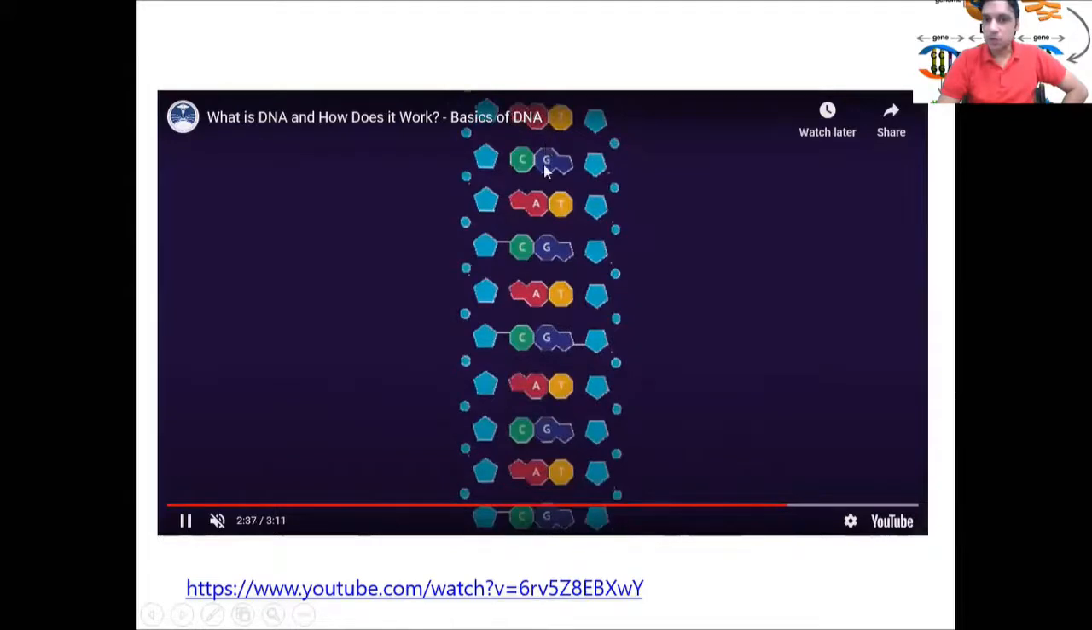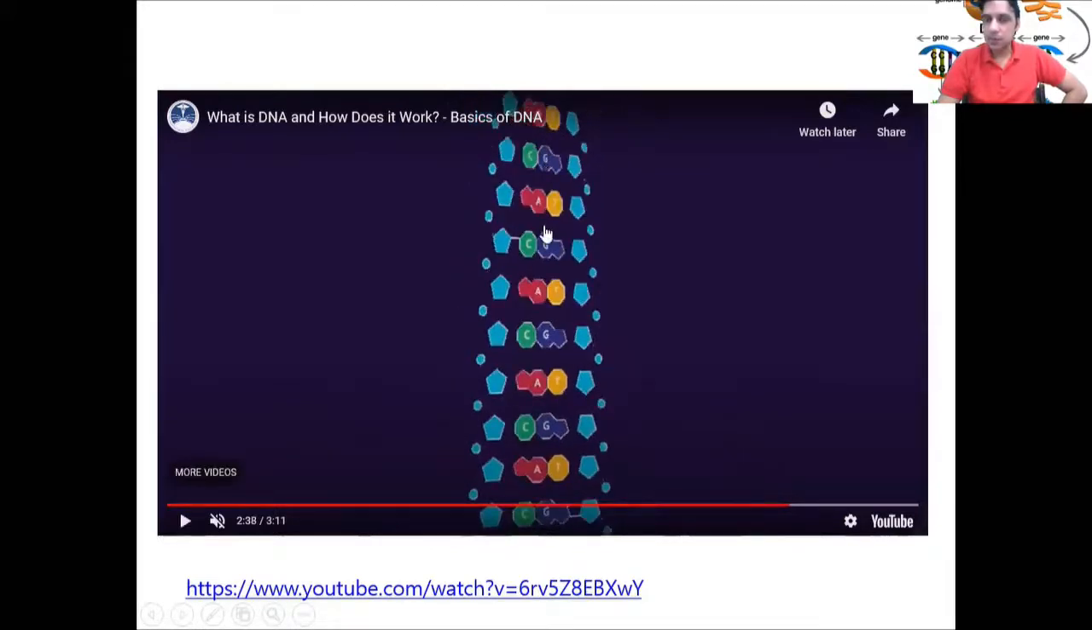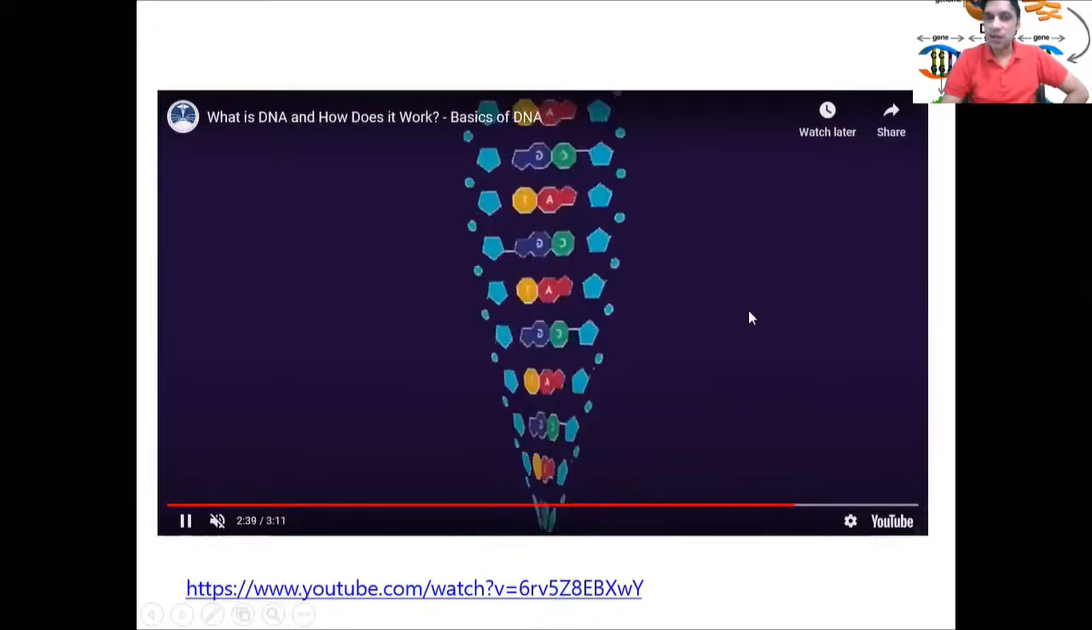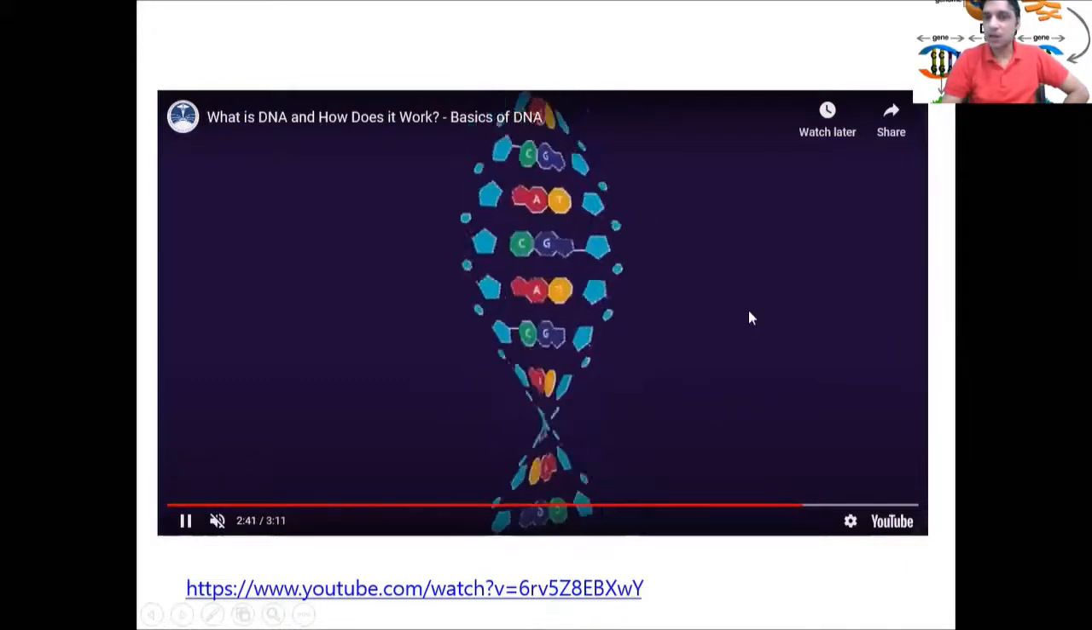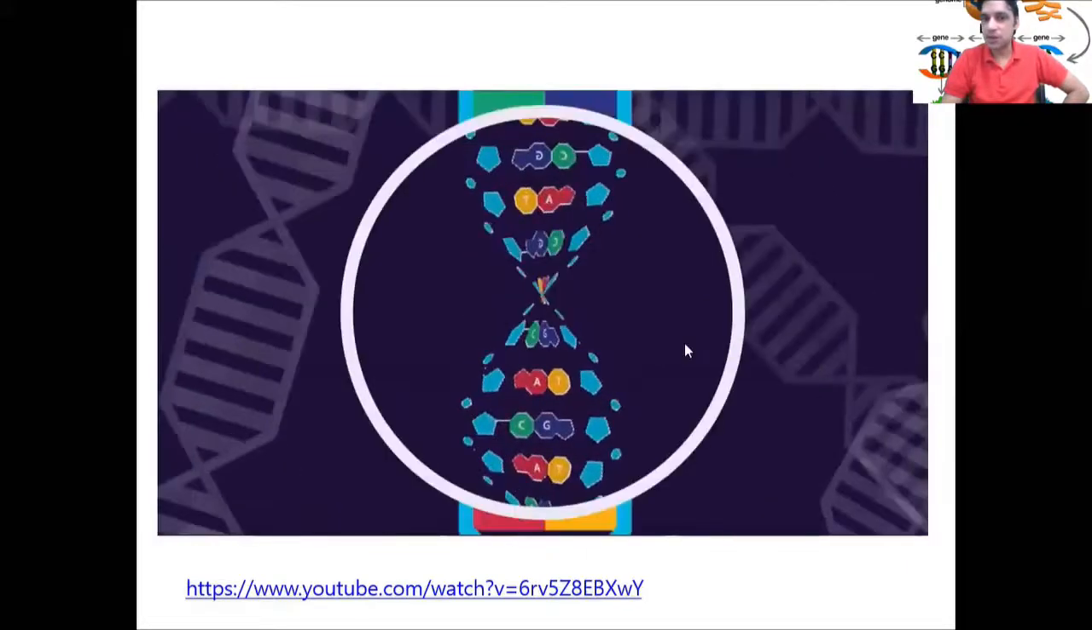The sequence of these nucleotides defines the sequence of DNA. And the sequence of DNA defines how we look, because that sequence will ultimately produce proteins to execute functions. And they exist in this double helical structure, which you can see. That is why DNA looks like that.